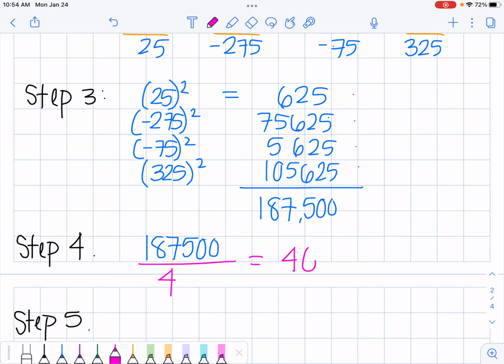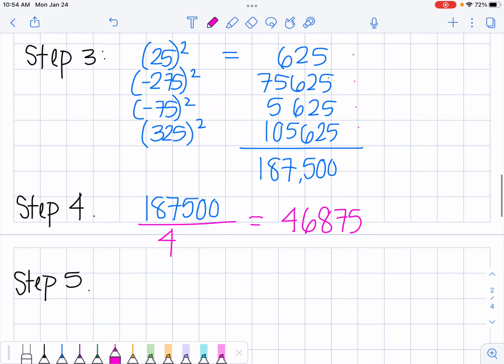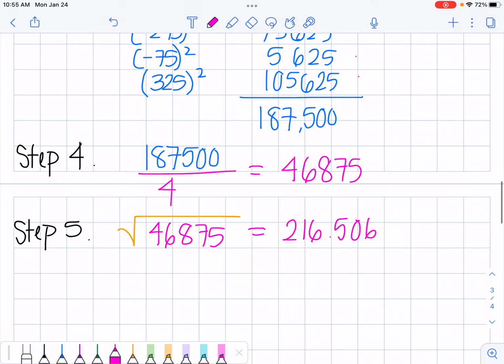So this gives me 46,875. And then my last step, I take the square root of my answer from step 4. So square root 46,875 gives me 216.506, and then however they want you to round, usually it's just to the 10th. So this is my standard deviation, 216.5.